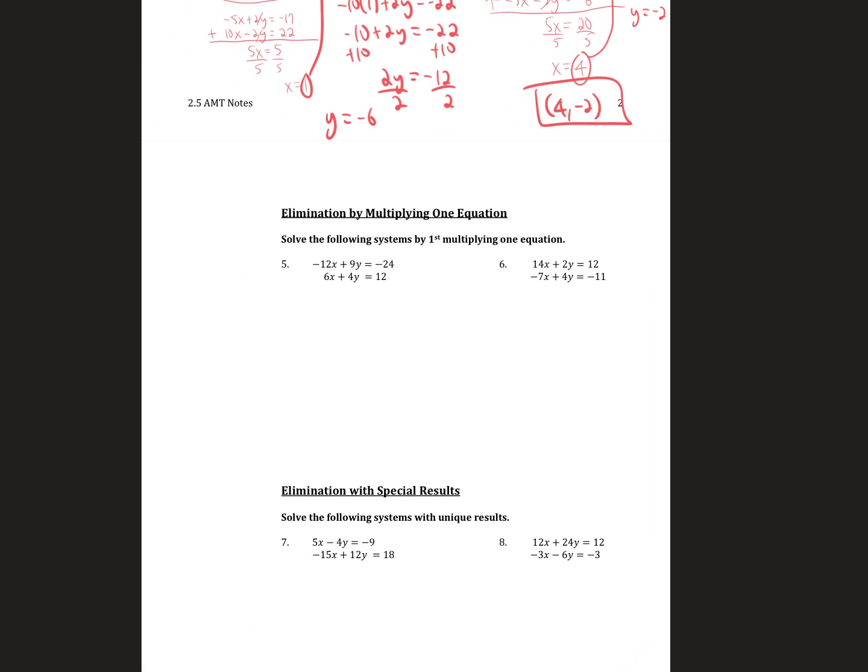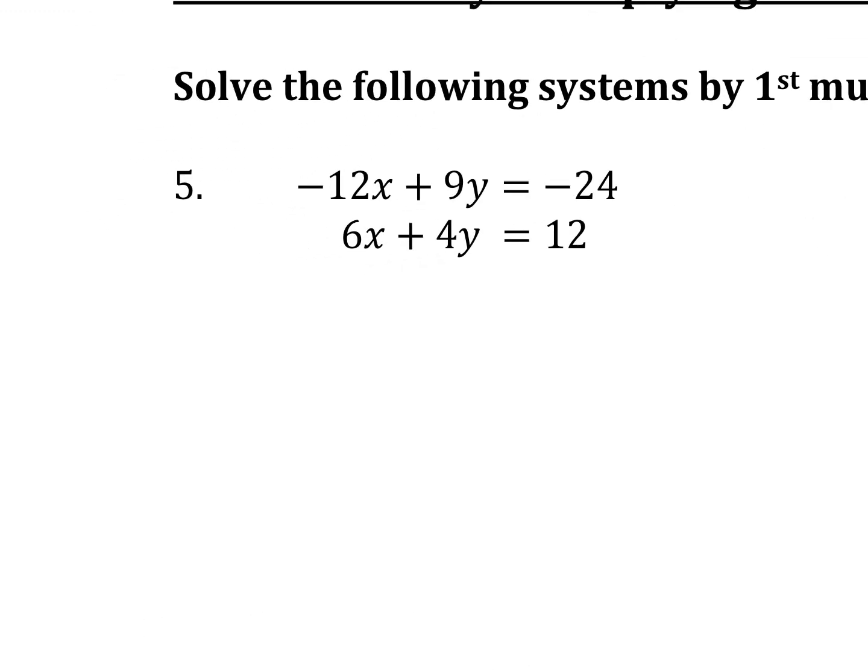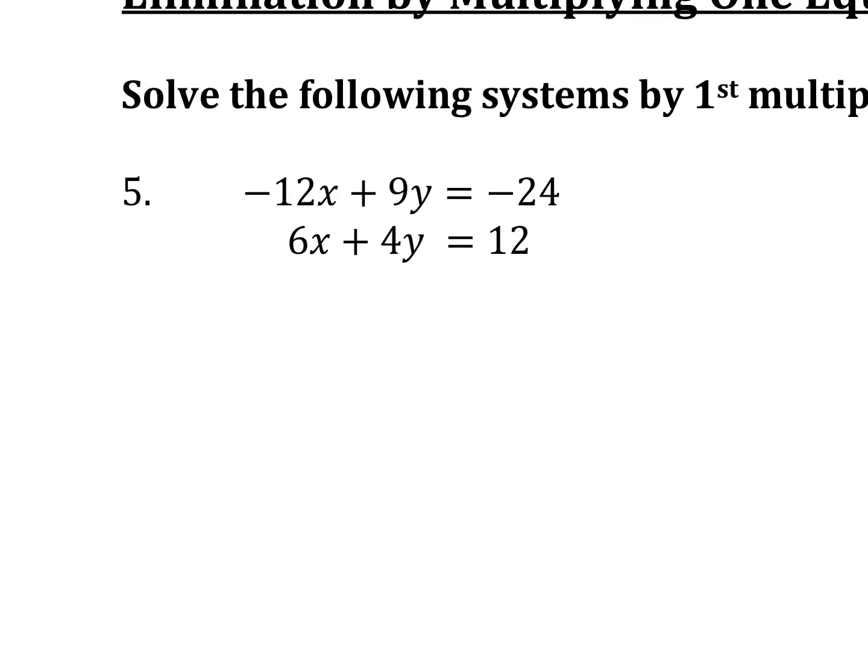All right, next thing we have is, sometimes we already started this a little bit, we need to multiply equations to get opposites. So if you guys want to pause the video and see how you do here, give it a try, but we'll go through it in a second. All right, number 5, we have -12x plus 9y equals -24 and 6x plus 4y equals 12. We need opposites here. So I see the -12 and 6. Those are opposite signs, not necessarily opposite numbers.